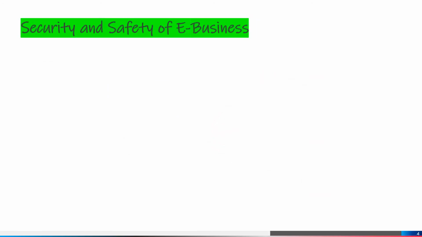Next topic we have in this session is security and safety of e-business. Under this topic we will understand the different kinds of risk involved in online businesses. So the very first kind of risk is transactional risk. This is such a common kind of risk.